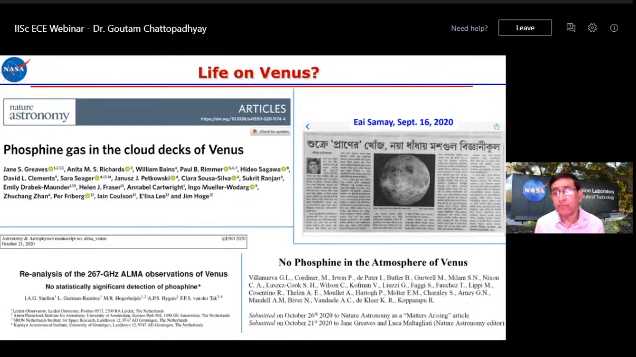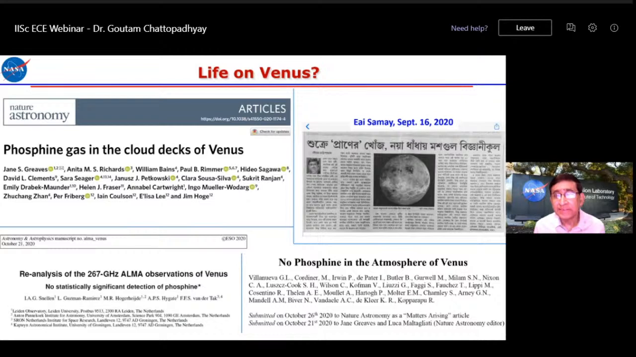The reason is, if Venus's phosphine is from an abiotic, non-biotic source, then we should not get 10 parts per billion. We see phosphine in other planetary bodies like Jupiter and Saturn and other places, and the source of them is basically volcanic activity, solar winds, and lightning.